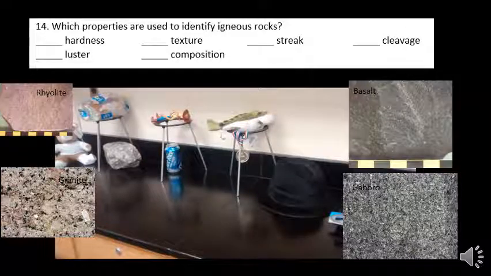Which properties are used to identify igneous rocks? Here's our igneous rocks mnemonic. Igneous rocks are rocks that come from magma or lava. It's magma if it forms below the ground, and lava if it forms above the ground.